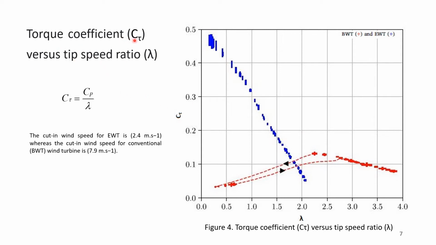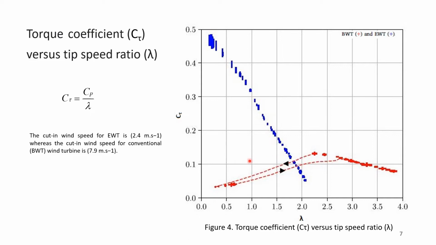This graph shows the relation between the torque coefficient versus tip speed ratio lambda. The torque coefficient is defined as the ratio of the power coefficient to the tip speed ratio lambda. From this graph we can see that at low values of lambda, the torque coefficient is higher for the EWT type turbine than the conventional one, and it decreases linearly with lambda. So the high magnitude of torque coefficient at low lambda allows the EWT type turbine to have lower instantaneous cut-in wind speed than the conventional turbine. The cut-in wind speed for the EWT type turbine is 2.4 meters per second, and for the conventional type turbine it is 7.9 meters per second.